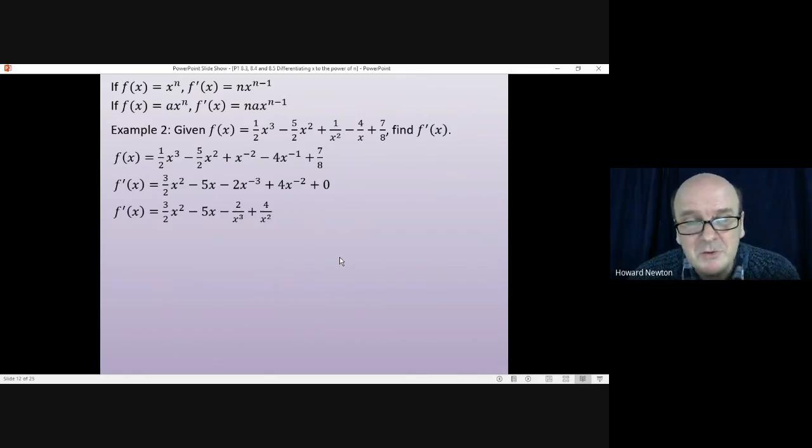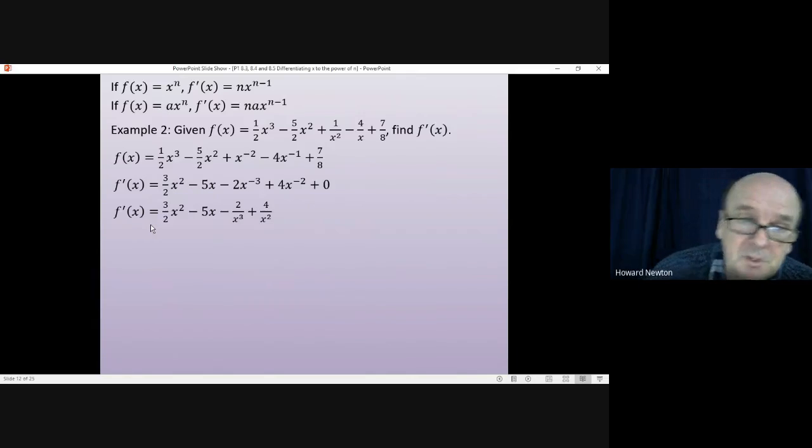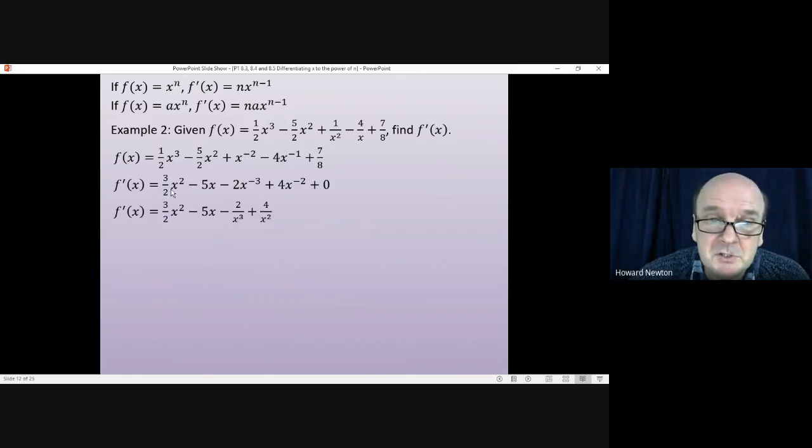And then finally, you could tidy up the answer. This line is correct, but if you wanted to tidy things up, and it's certainly important that you're able to, these two terms we wouldn't do anything with. 2x to the minus 3 means 2 over x cubed. 4x to the minus 2 means 4 over x squared. And that would be the answer.